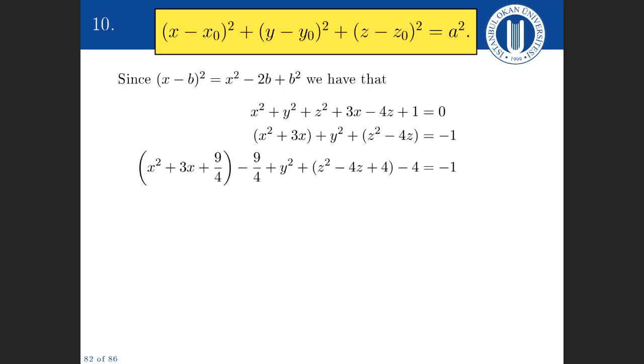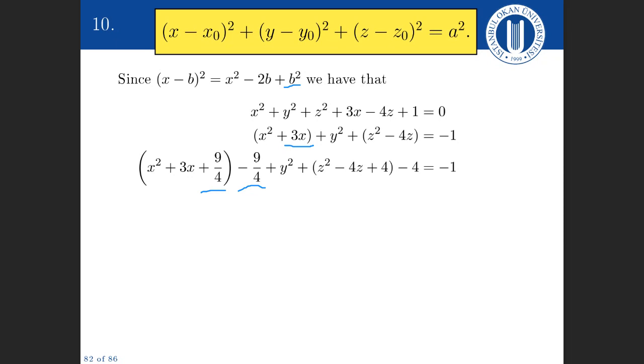And then I'm going to complete the square. I have 3x. I want to half that to get 3 over 2, and then I want to square it to get my b squared. 3 divided by 2 is 3 over 2. Square it, we get 9 over 4. I'm going to add on 9 over 4, and then I'm going to subtract 9 over 4. So I haven't changed the equation. I've added and subtracted the same number.